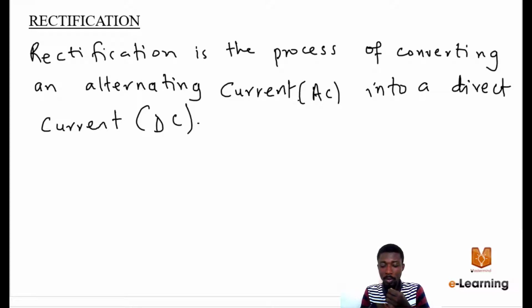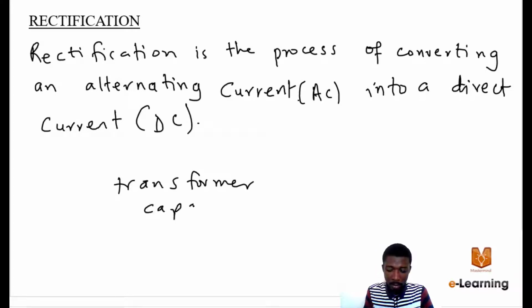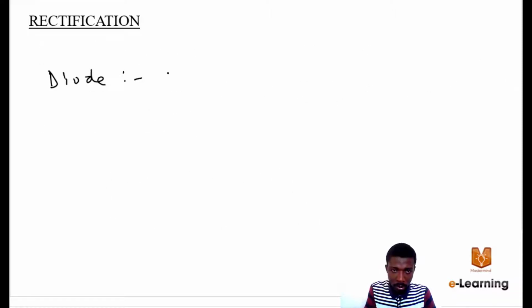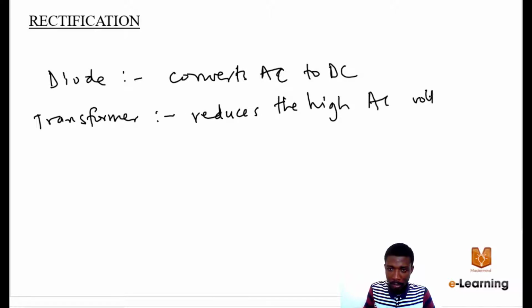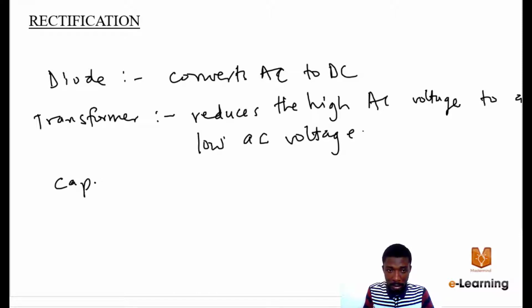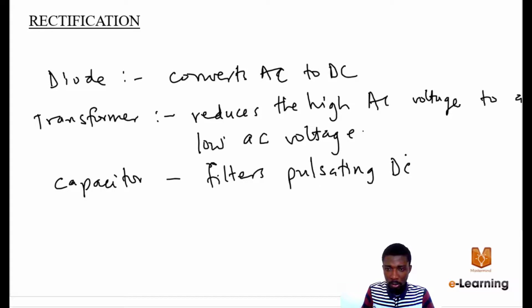The components required to achieve rectification are the transformer, you also need a capacitor. You also require several diodes to achieve rectification. The diode converts the AC to DC. The transformer reduces the high AC voltage to a low AC voltage. Then the capacitor filters this pulsating DC to pure DC.